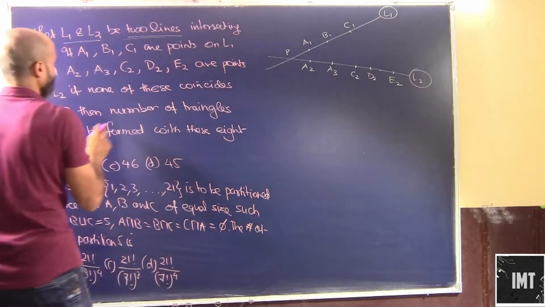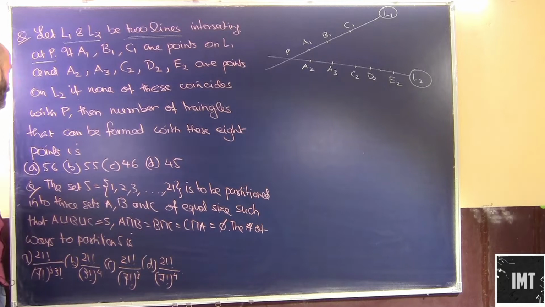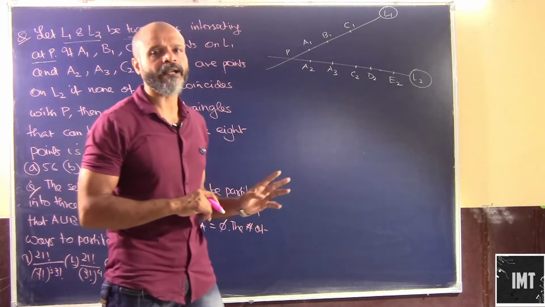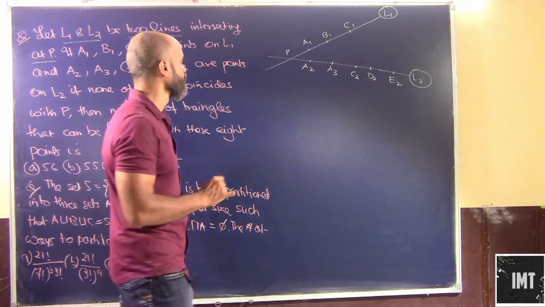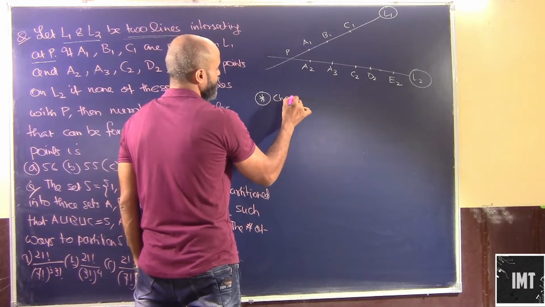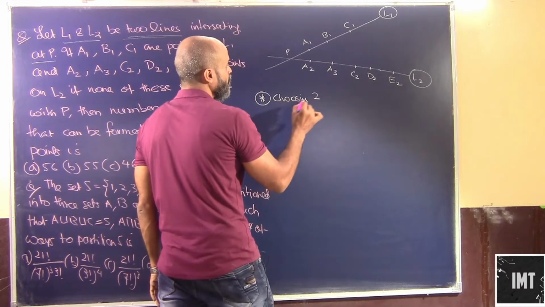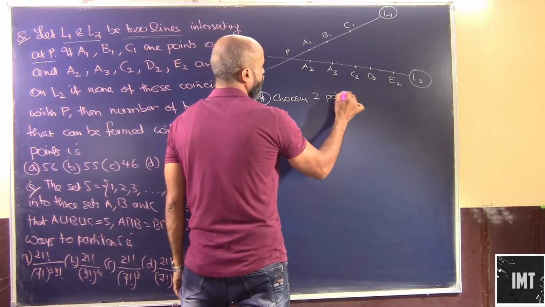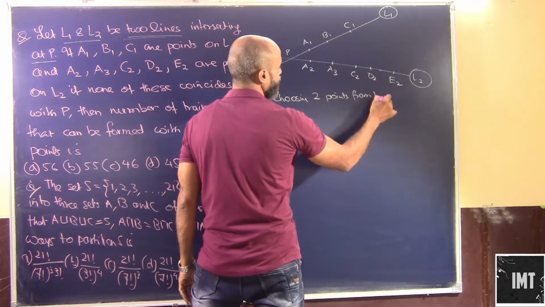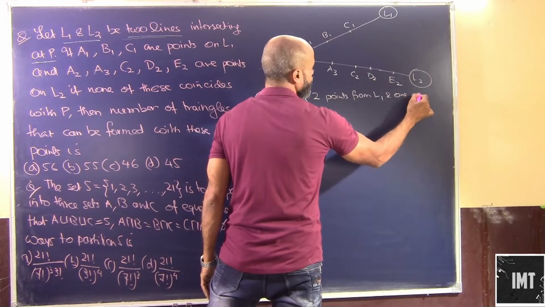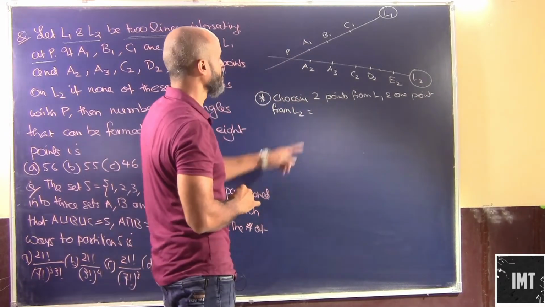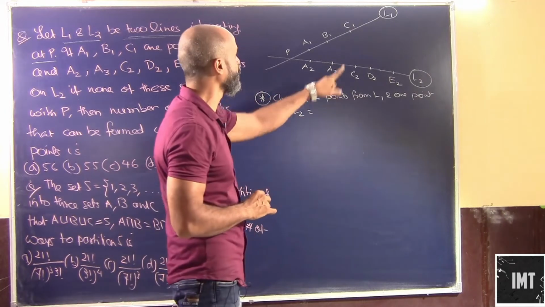If none of these coincide with P, then the number of triangles that can be formed with these 8 points. So how many triangles can be formed? For forming a triangle, we will need a minimum of 3 points. So we will have 3 cases here. One, choosing 2 points from L1 and 1 point from L2. That's going to give us how much?